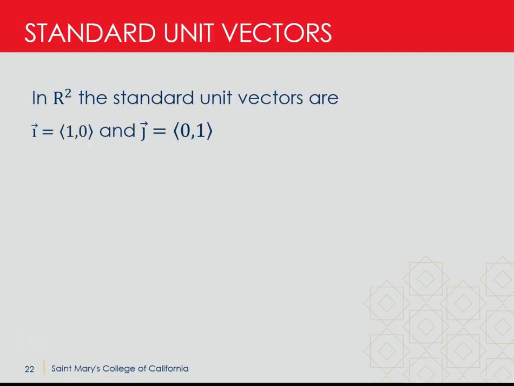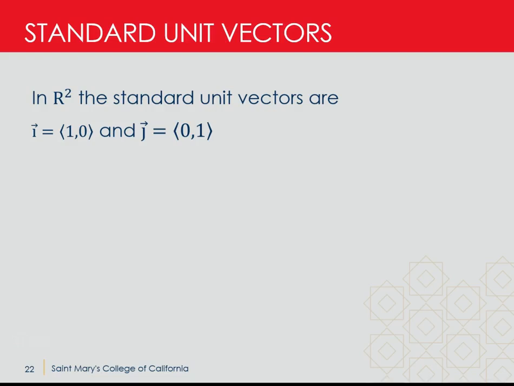Within both R2 and R3, we have what are called standard unit vectors. Let's briefly talk about that notation. In R2, the 2 means it's a vector of length 2, and the R is saying that the elements of it can be any real number. We'll mostly deal with integers, but they could be any real number. So in R2, i is (1, 0) and j is (0, 1). Those are the standard unit vectors in R2.